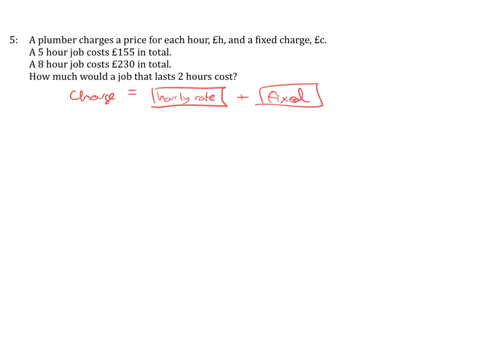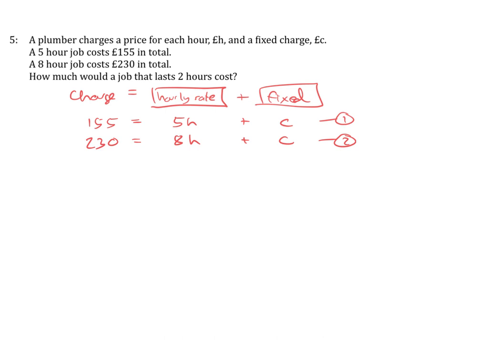So it says a 5-hour job costs £155 in total. So 155 is 5 hours plus the fixed charge, which we'll call C. For an 8-hour job, it costs 230. So 230 is 8 multiplied by the hourly charge, whatever that is, plus the fixed charge. Fixed cost, that doesn't change. There's our two simultaneous equations, equation number 1 and equation number 2.